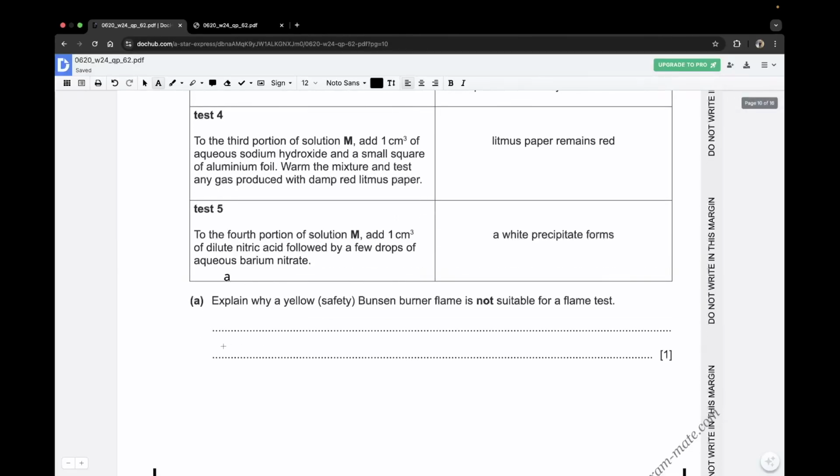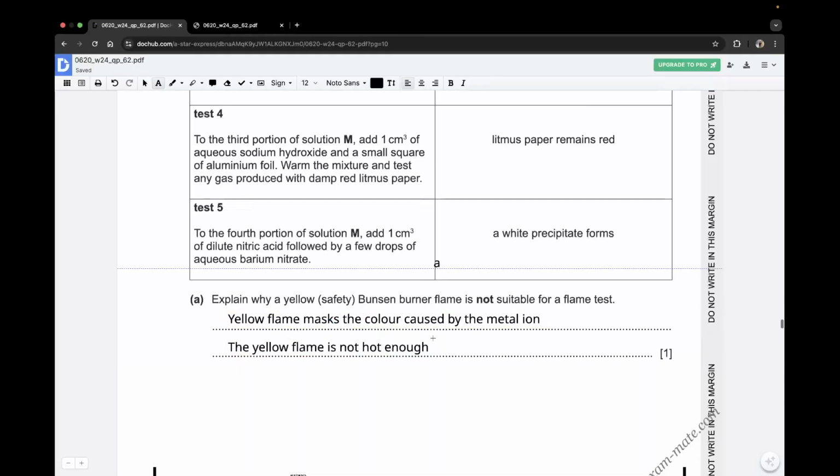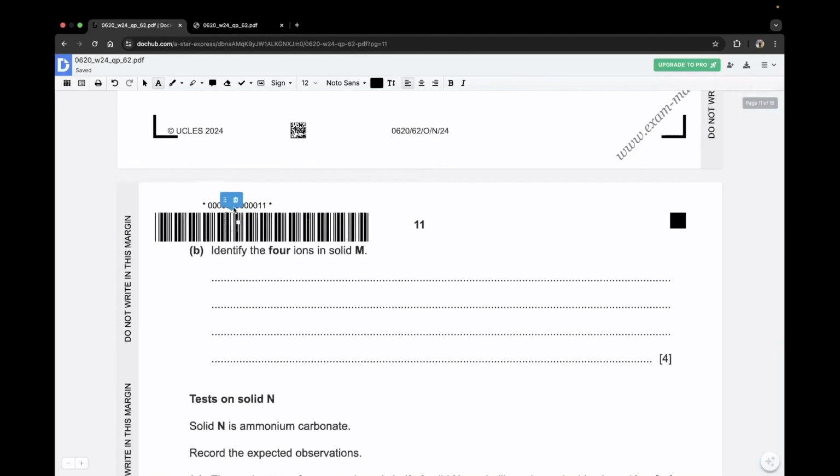But first, the question is, explain why a yellow Bunsen burner flame is not suitable for a flame test. So this is a very common question. You can just say that the yellow flame masks the color caused by the metal ion. And actually another answer that you can give, this answer is fine, it will get you the 1 mark, but you can also say that the yellow flame is not hot enough. And yeah, so either one of these would be enough for the 1 mark.